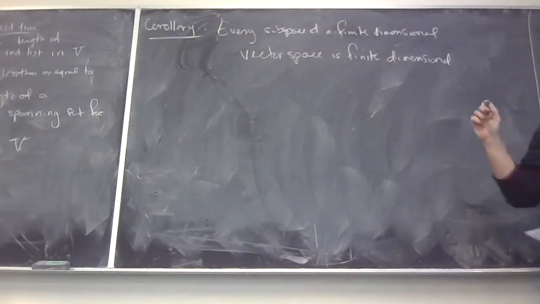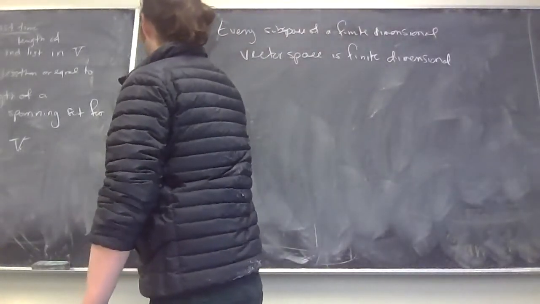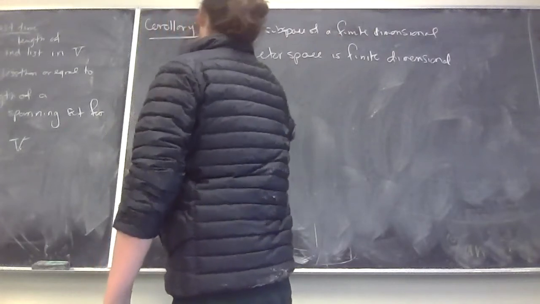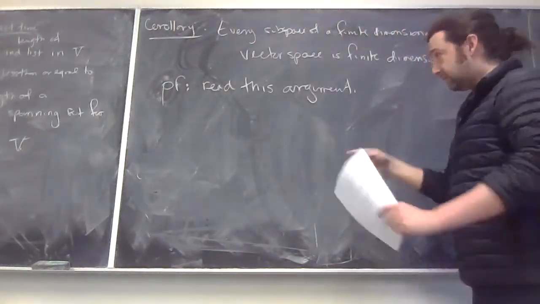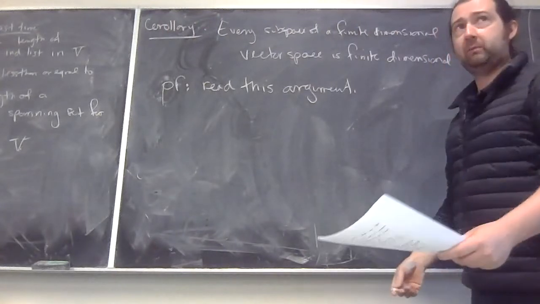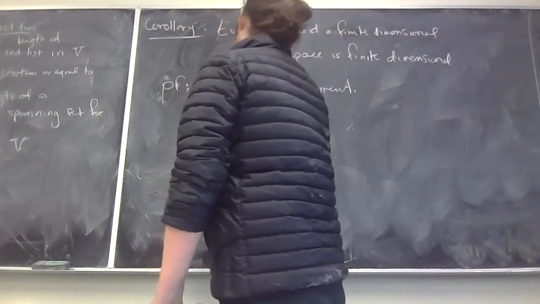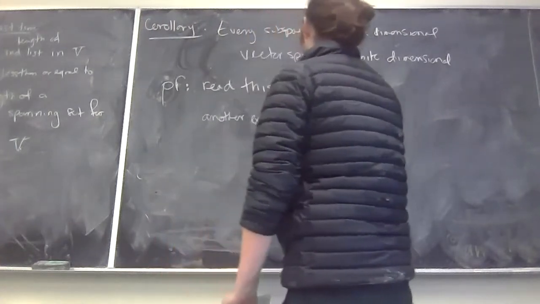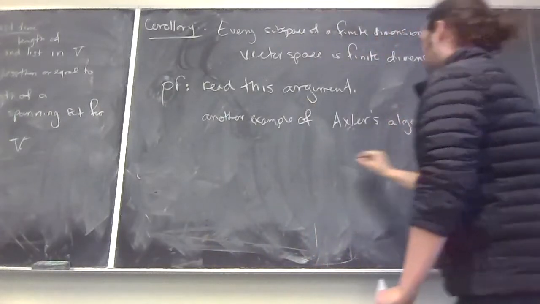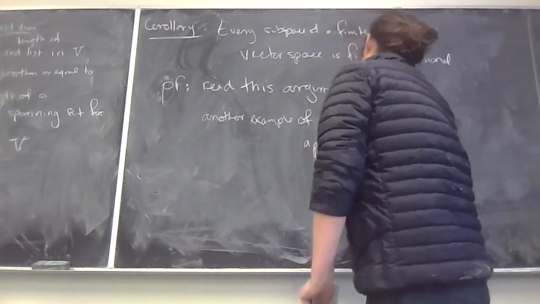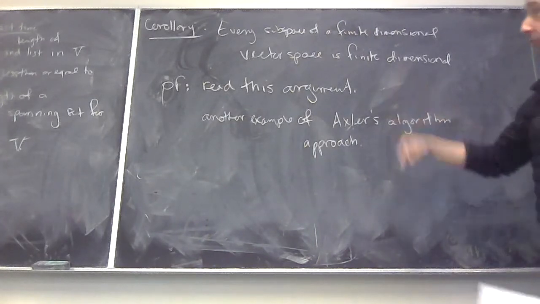Okay. Now, this argument, I'm going to assign as reading. I want you to read this argument. And then we're going to talk about this style of argument again in the future. And then maybe I'll put something up on the Slack channel or in Canvas talking about this, because this is another example of Axler's algorithm approach. So he constructs an algorithm proof to show you that this holds, right? He describes the process by which you can show this must be true.